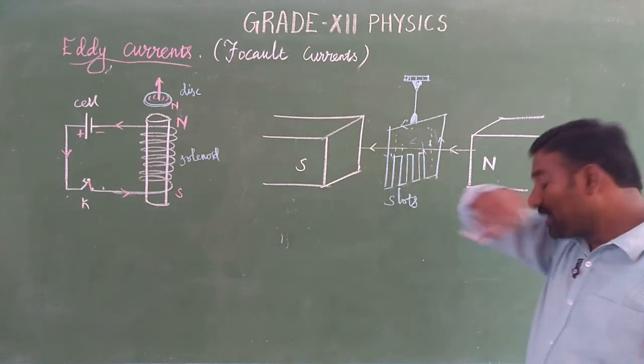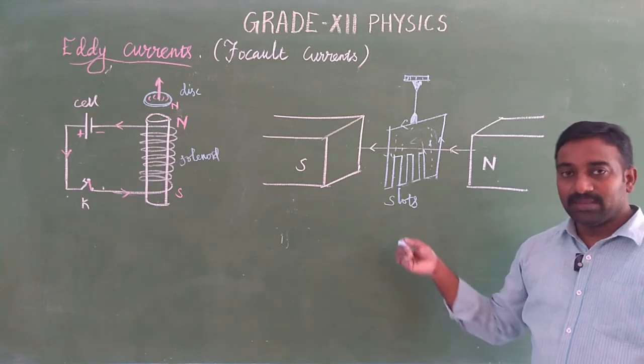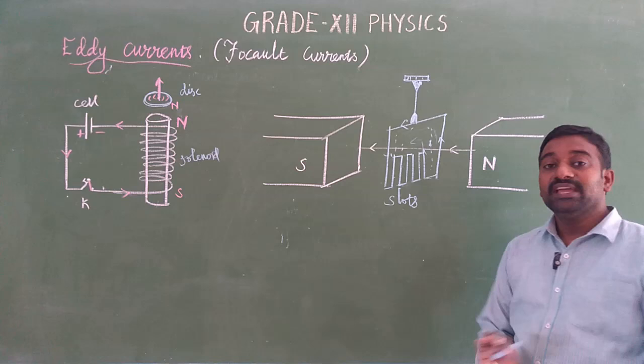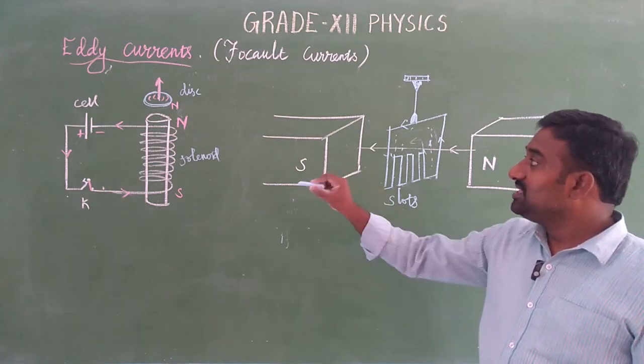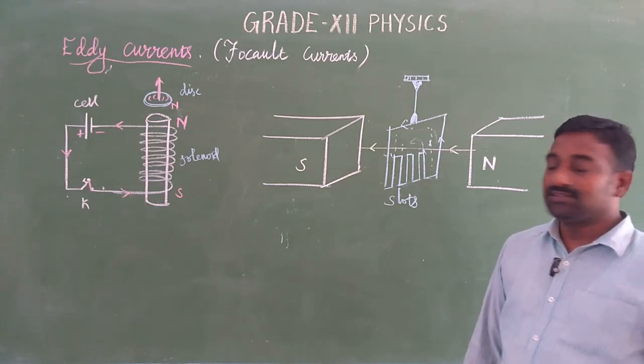So முன்னாடி இருக்க கேஸை விட இந்த கேஸ்ல எடி கரண்ட மினிமைஸ் பண்ணலாம். So in the next topic, we will see how many ways we can minimize the eddy currents. Basically eddy current cannot be eliminated completely, we can only minimize it. So these are the three experimental setups to understand eddy currents. Okay.